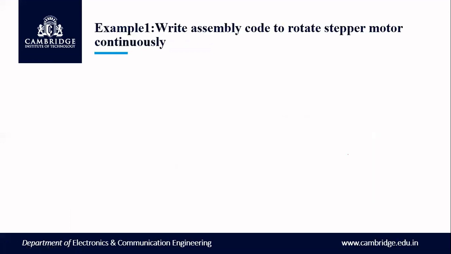So let us see one example. We'll write an assembly language program to rotate the stepper motor. Initially, ORG 00H. Take this 99. Why have we taken 99? Because your destination register is 8 bit, so we can't take only 9. Since we need to provide only 4 bits, we have taken 99 here.